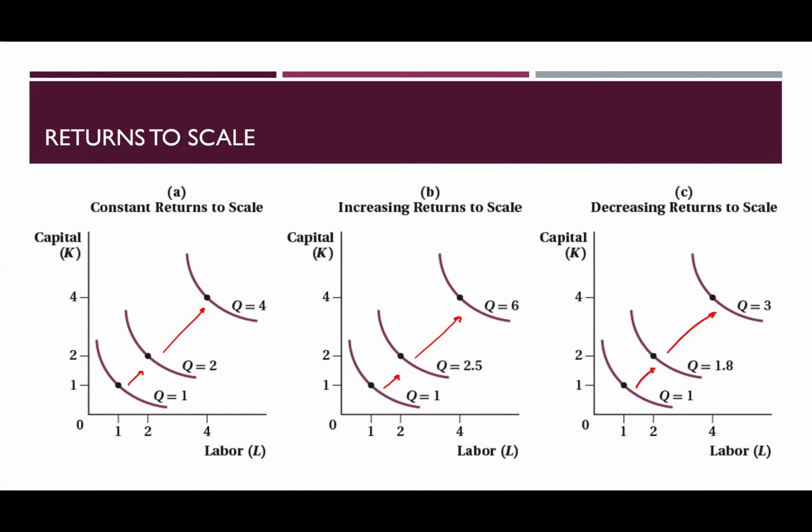And then for decreasing returns to scale, as we double inputs, we get less than double output. So as we double capital and labor from 1 to 2, we get output increasing from 1 to 1.8 rather than to 2. And as we double capital and labor from 2 to 4, we get output increasing from 1.8 to only 3, right? So again, we don't get that doubling happening.